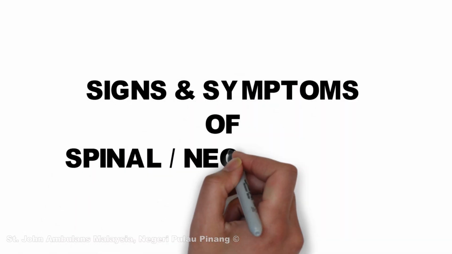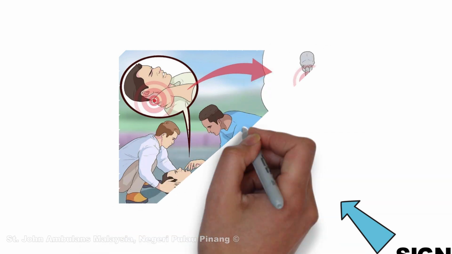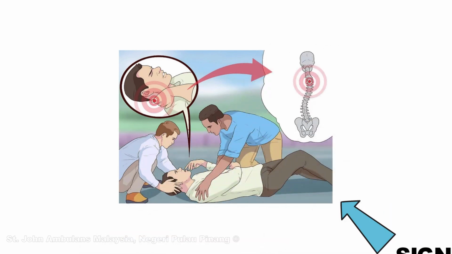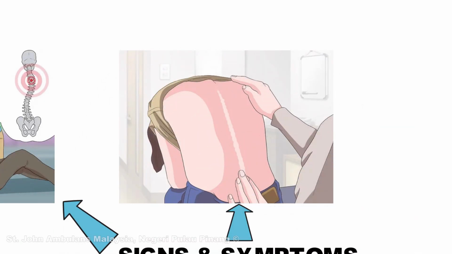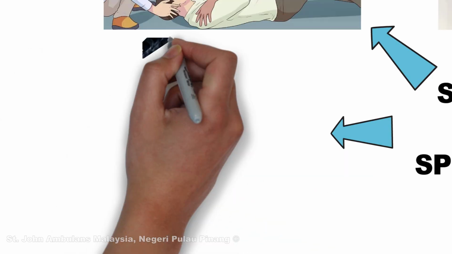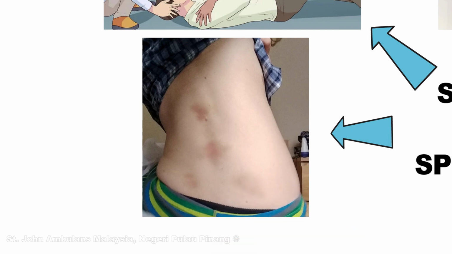Signs and symptoms of spinal and neck injuries. The casualty will complain of pain in the neck or back at the injury site. There may be a step or irregularity or twist in the normal curve of the spine. There may also be tenderness and bruising in the skin over the spine.